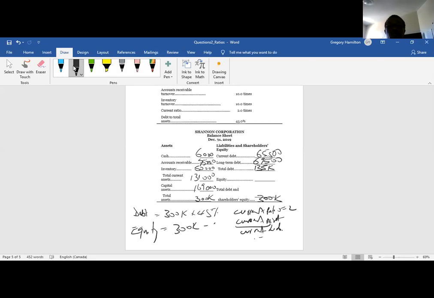Yeah, okay. All right, so now we know that equity is equal to 300,000 minus 135, right? And that should be 165. There you go.